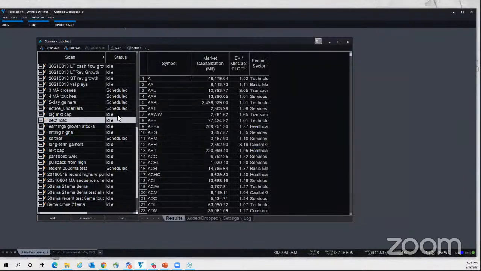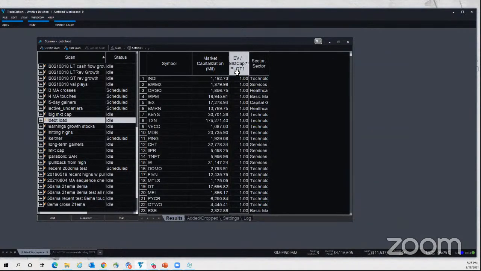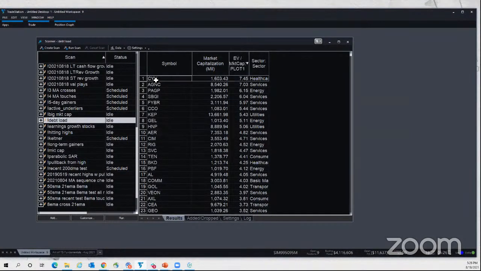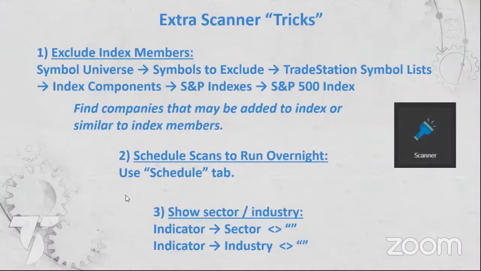All right. These were the results of that last one, my debt load scan. You're going to find Community Healthcare, and some of these companies have a lot of debt. If you want to take a look at some of those, some of these energy stocks might have some downside opportunities based on what I said earlier in energy.